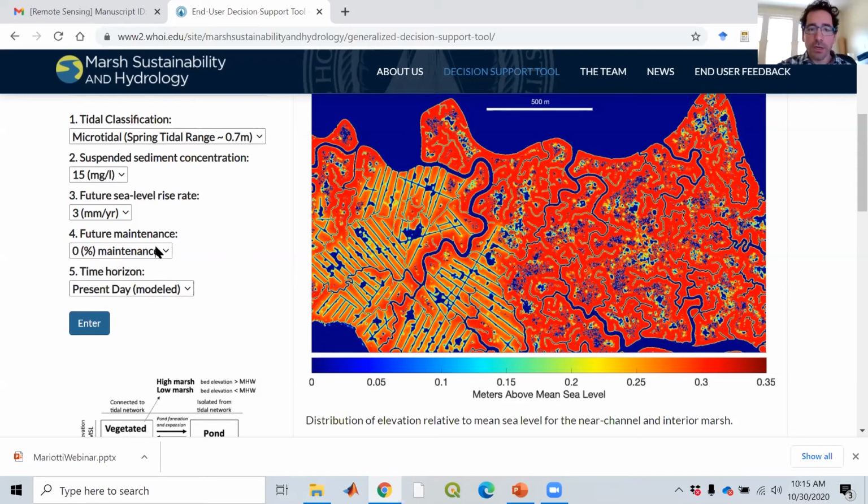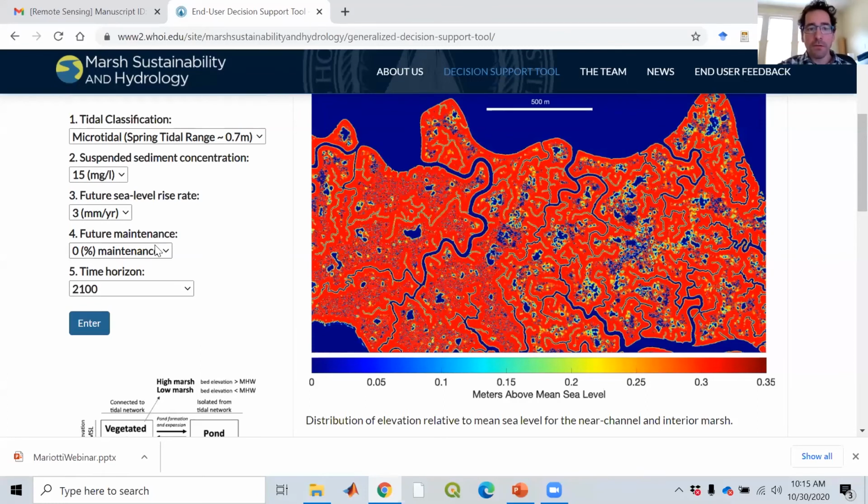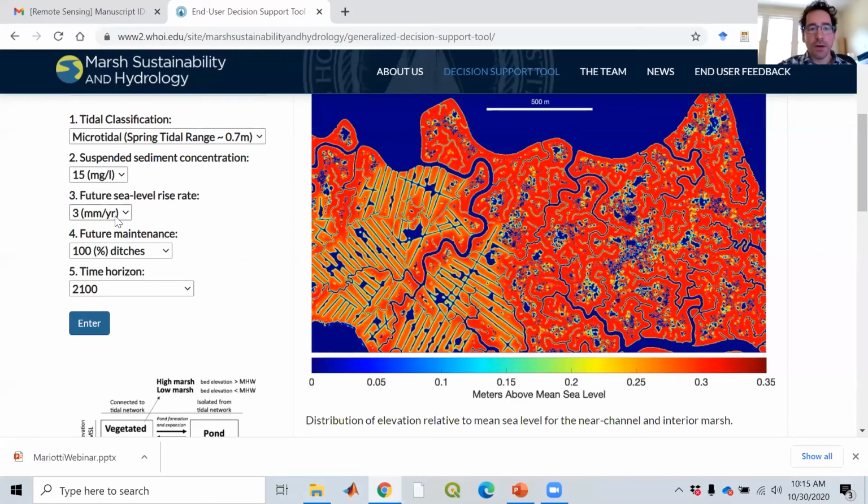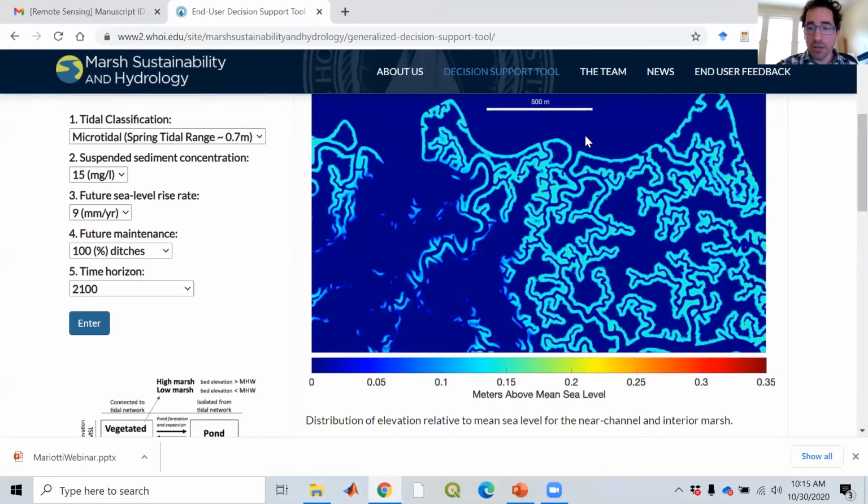What if we do it, how is it going to look in 2100 if we don't maintain the ditches, 0%, while the ditches are filling in and new ponds are going to form? What if we maintain 100% of the ditches? Well, we maintain the ditches. What if the sea level rise is very high? It's 9 millimeters per year. It's not going to look good, the marshes start to erode away. Well, it is mostly drowning, and it doesn't really matter what you do here.